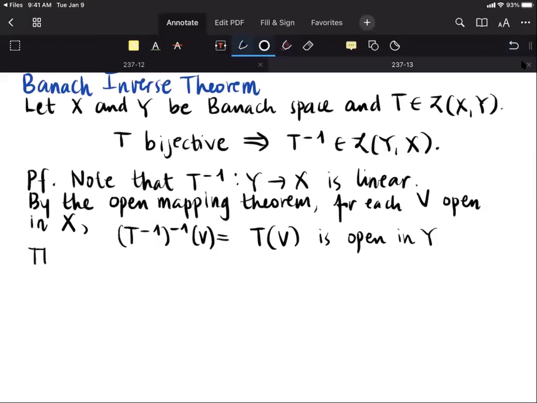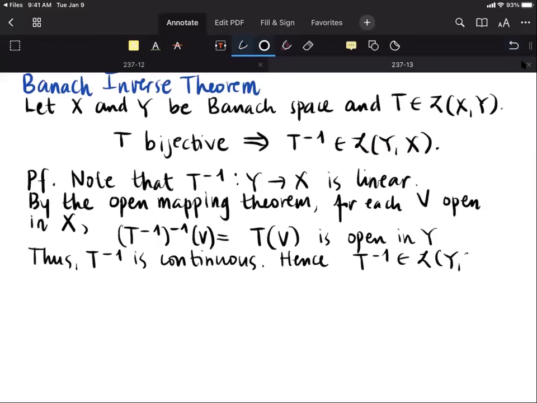Thus, T inverse is continuous, by the definition of continuity for general topological spaces. That is, the inverse image of open sets in the codomain are open sets in the domain. So we have a linear and continuous operator. Hence, this linear operator is also bounded. And that's the proof.